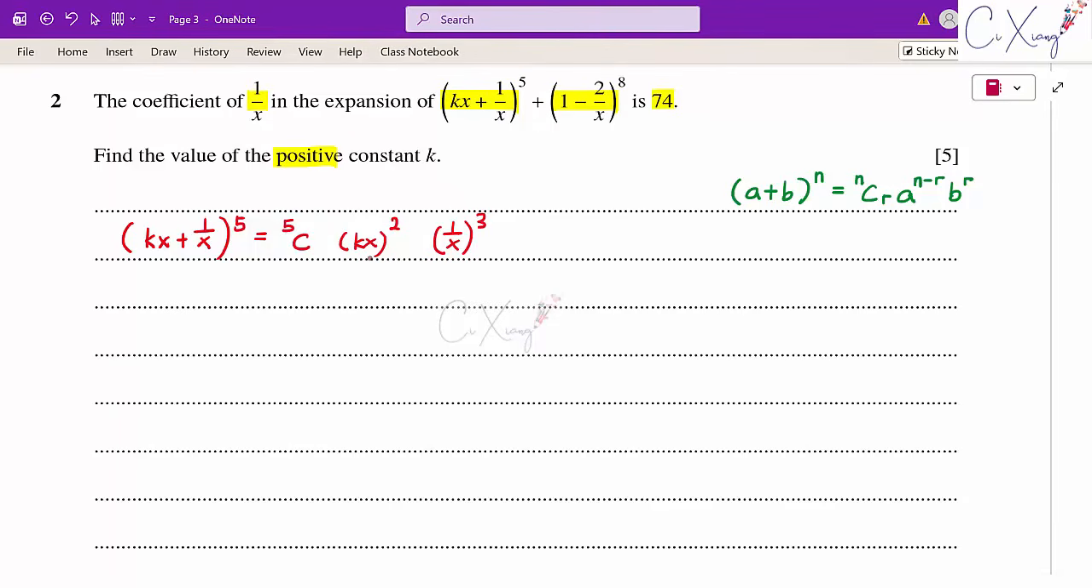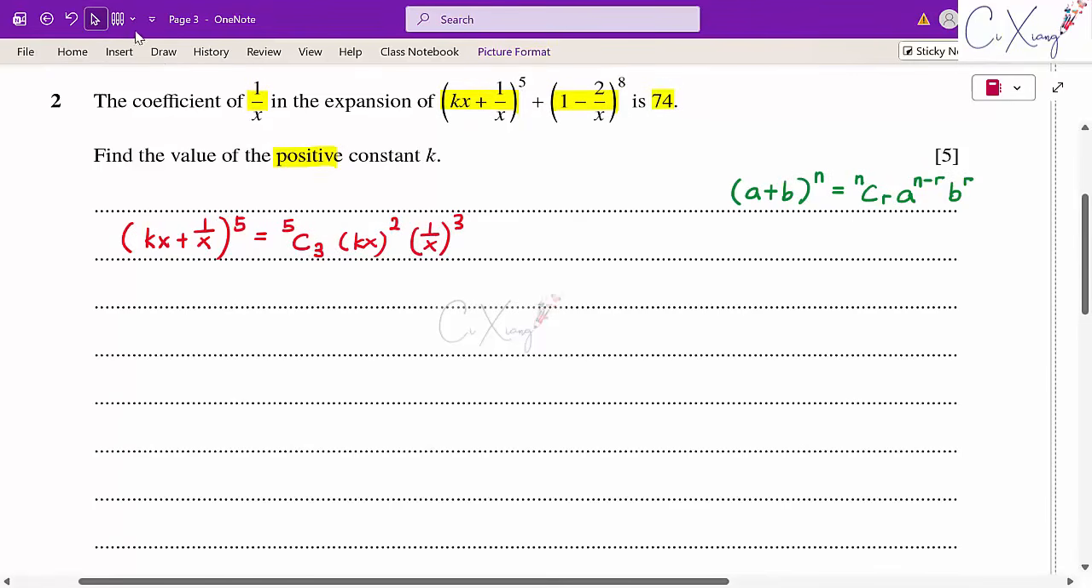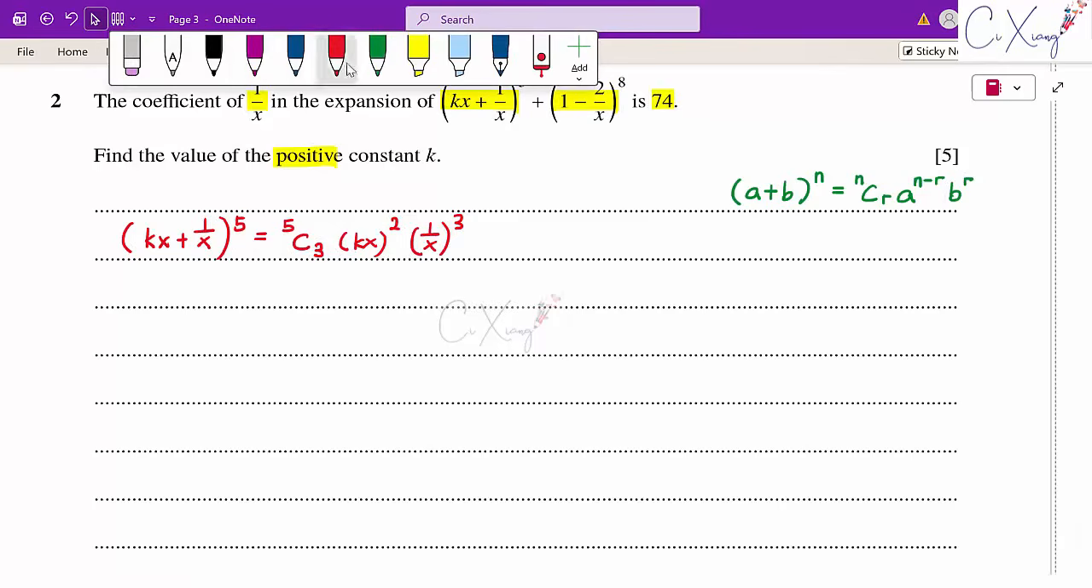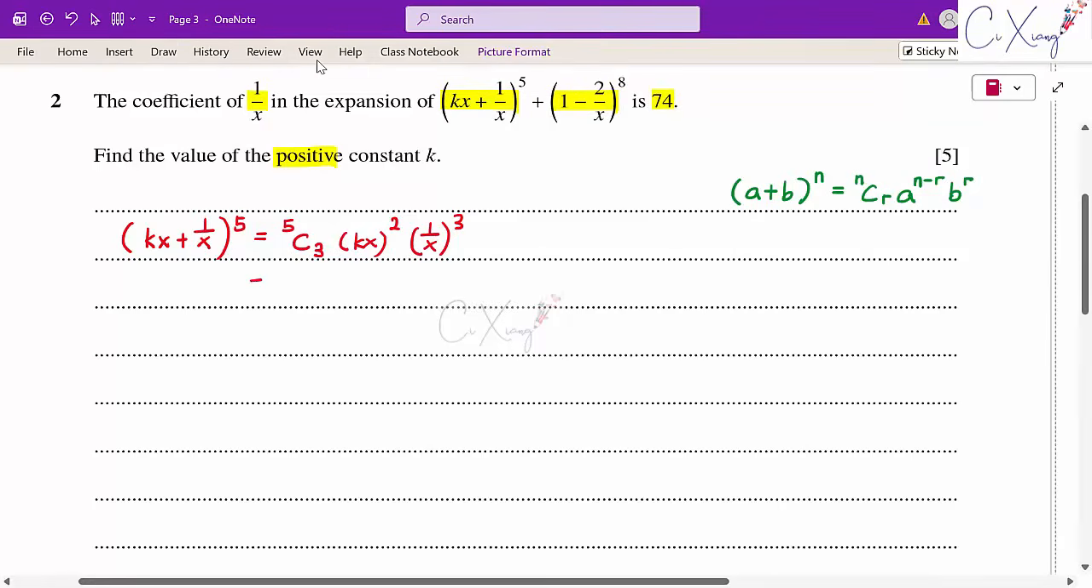When you simplify this one, you have x squared, and for this one you have 1 over x power 3. So x squared multiplied with 1 over x power 3 eventually gives 1 over x. That means your power is correct. So you put this as power 3 here. Then let me shift a bit.